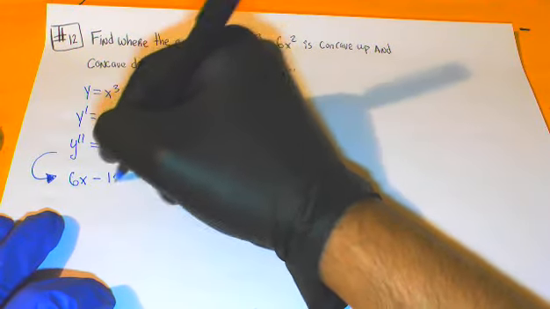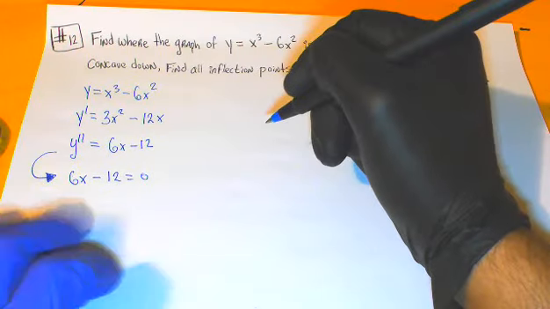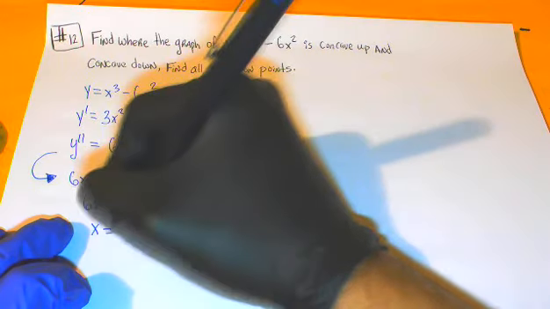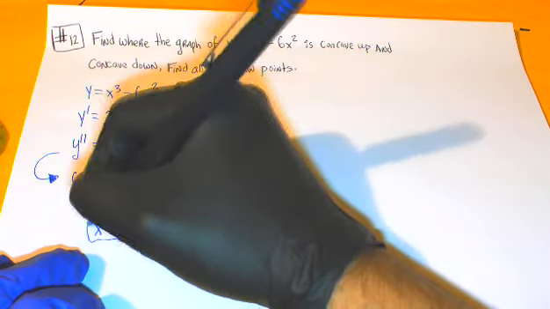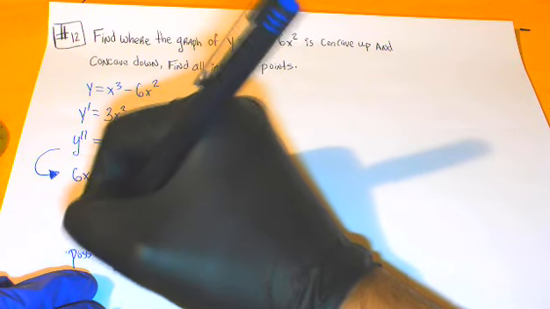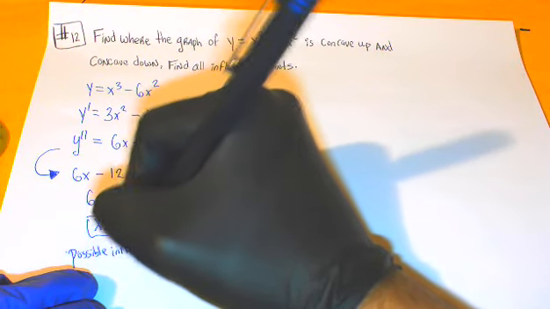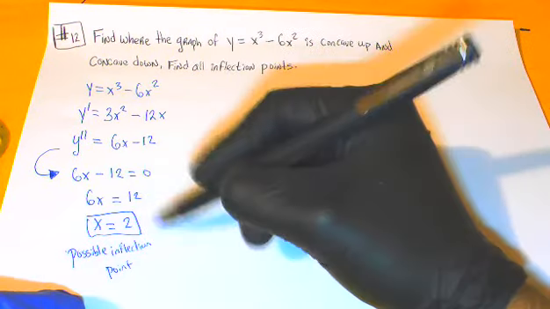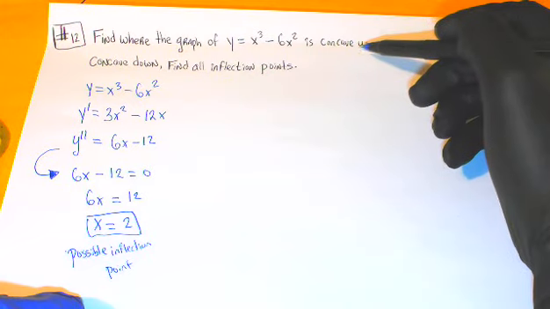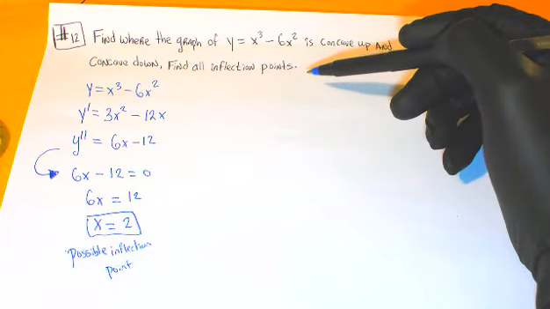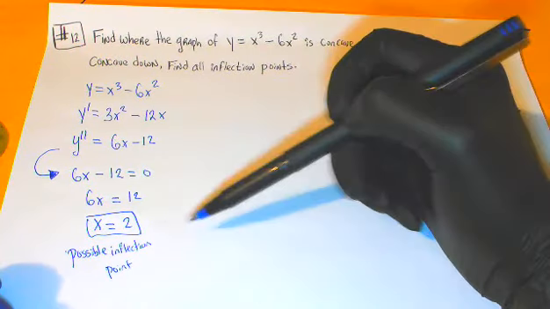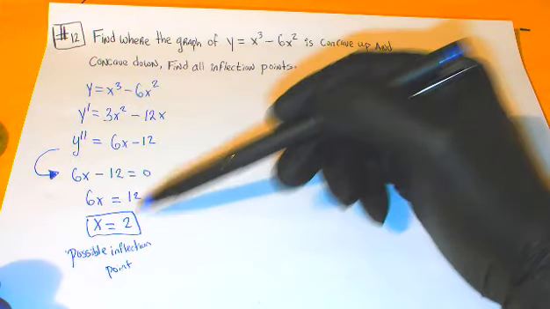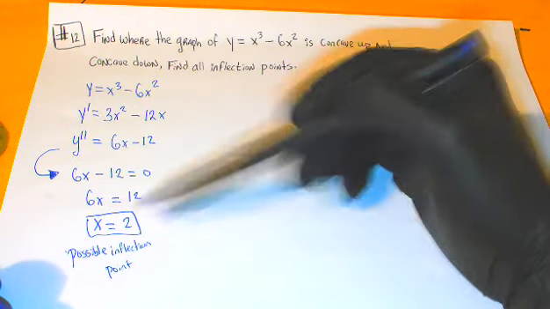So we have 6x minus 12 is equal to 0. If you add 12 on both sides, then divide by 6, you're going to get that x is equal to 2. So x equals 2 is a possible inflection point. If you want to really determine if it is an inflection point, that's where we need to test for concavity. At which interval is the function going to be concave up and concave down? If concavity changes to the left of x equals 2 and to the right of x equals 2, then you know that this will indeed be an inflection point.